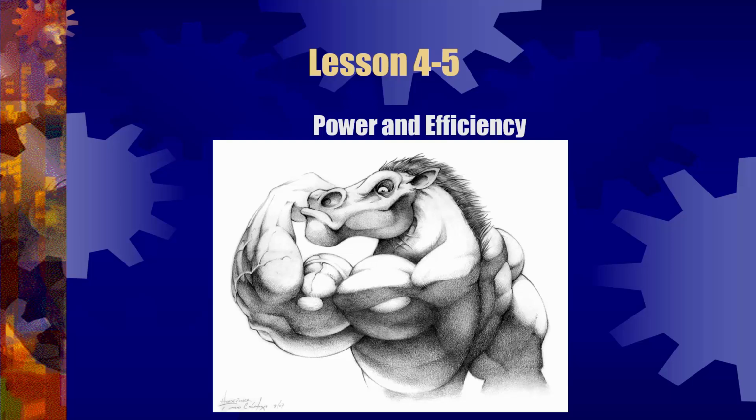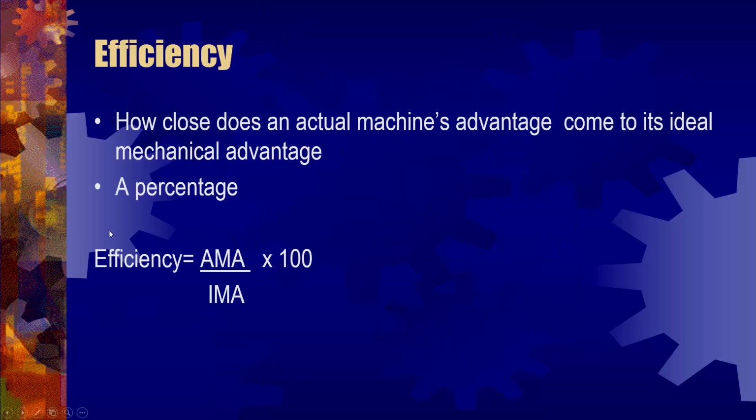4-5, power and efficiency. Let's get it over with. Alright, here we go. And there, efficiency. Again, efficiency is kind of like a ratio, but it is always answered as a percentage. So the difference is efficiency is actual mechanical advantage divided by ideal mechanical advantage times 100 will give us a fancy-dancy percentage, and all will be well with the world. The more efficient you are as a machine, the closer you are to ideal mechanical advantage, which is what we really, really want. Okay? So your AMA should be as close to IMA as possible.